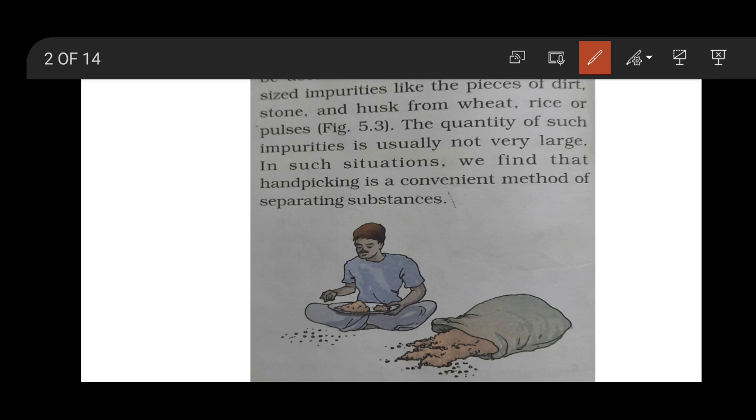Can all of you see what the man is doing? Yes, he is separating the stones from the wheat, rice, or anything with his hand. This method is called handpicking. Usually, the handpicking process is used to separate stones from wheat, rice, pulses, etc. Okay?